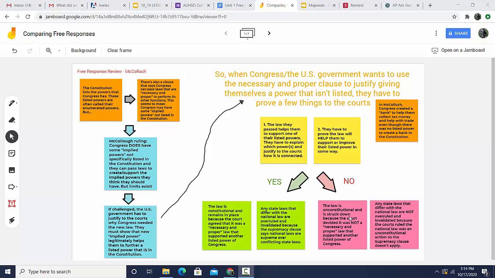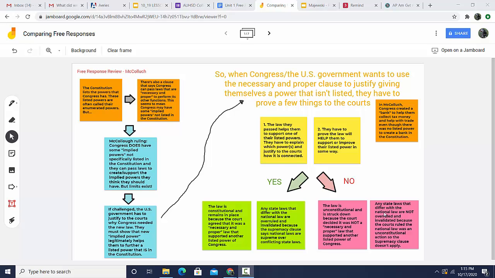Now, of course, when the courts do not side with the national government, that means they strike the law down, right? They declare it unconstitutional and it goes away, because the court decided it wasn't a necessary and proper law that supported another listed power of Congress. And that would mean, obviously, if there is no national law in conflict, then any state laws that differed with that national law would not be overruled and invalidated, right? Because the national law is unconstitutional, and so the supremacy clause doesn't apply, and the state laws are still in place.